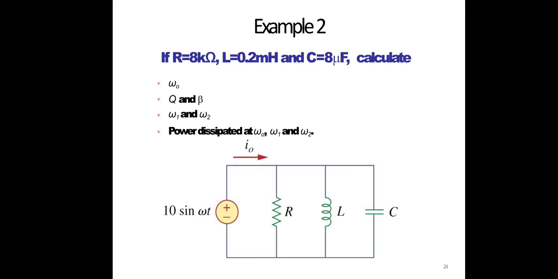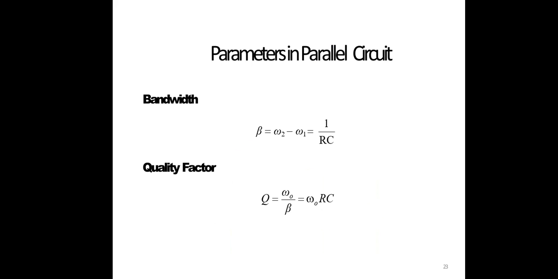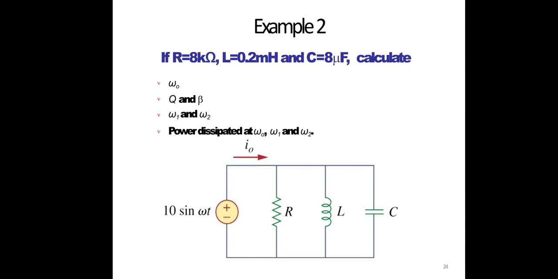That means 2.5 into 10 to the power of 4, 25 kilohertz frequency. That is the omega naught. Once you find omega naught, you come to the bandwidth. For bandwidth, you already know the omega L by R formula. Similarly, we take omega naught RC in a parallel resonant circuit. So omega naught you already found, that is 25 kilohertz, into RC. RC means 8 kilo ohm into 8 microfarads.